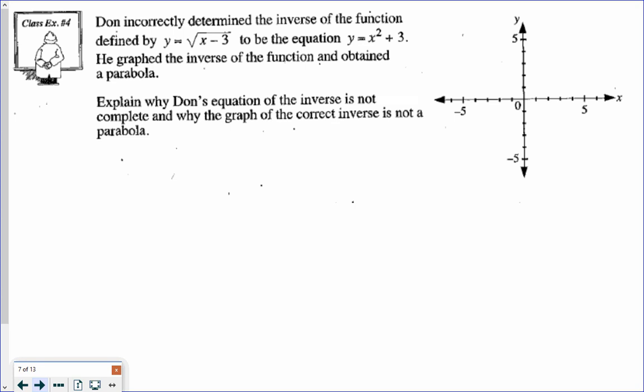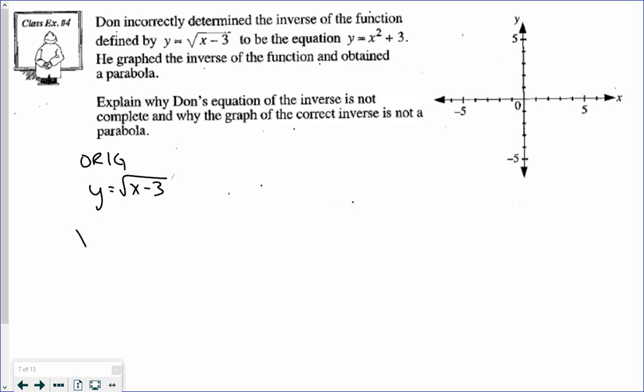Okay, so it says Don incorrectly determined the inverse of the function defined by y equals square root of x minus 3 to be the equation x squared plus 3. He graphed the inverse of the function and obtained a parabola. That's another name for a quadratic function. Explain why Don's equation of the inverse is not complete and why the graph of the correct inverse is not a parabola. Okay, so what he did was his original was y equals square root of x minus 3.